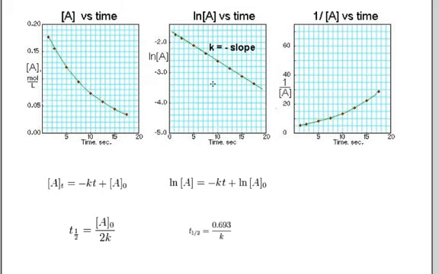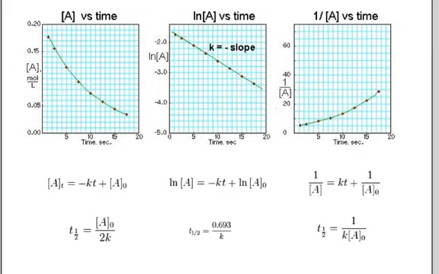If this one is most linear, then I have a y equals mx plus b equation for that slope. My y is the natural log of A, my x is still time, and my b right here is just the natural log of my original amount. Once again, the slope m is going to equal my k value, which is my rate constant. And also here's the half-life. Half-life is 0.693 divided by k.